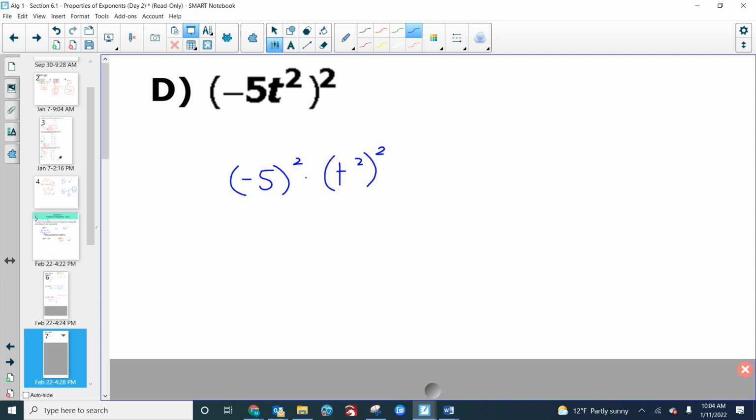Everybody set it up like this. What's negative 5 squared? Negative 5 times negative 5. Positive 25. What's t squared, squared? T to the 4th. There's your answer.